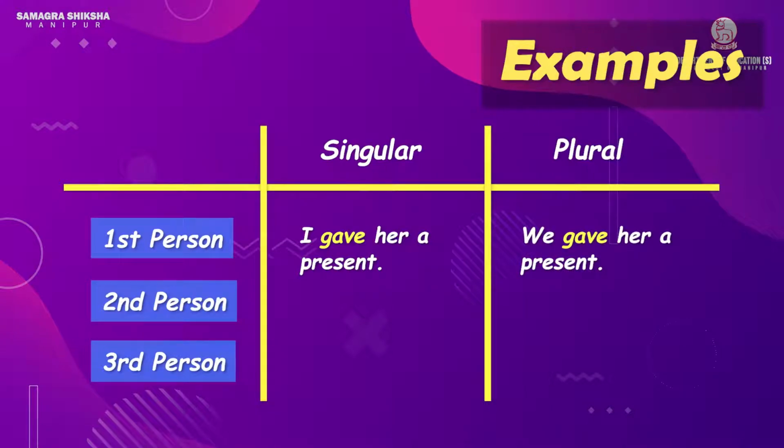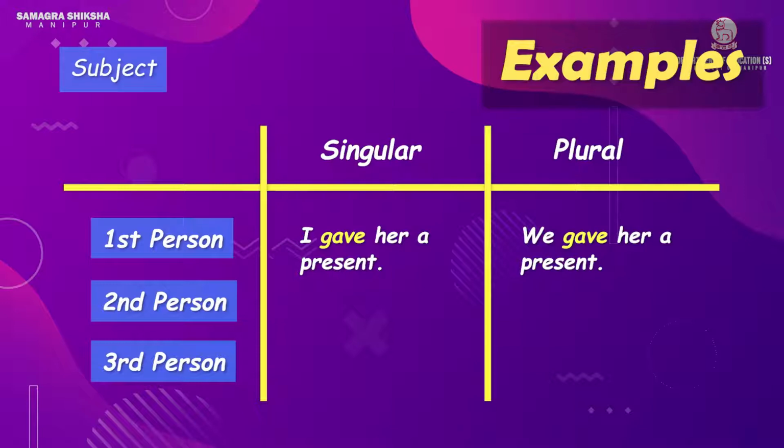So look at the sentence carefully. When I say I gave her a present, see the basic structure. I, the subject, the action doer. Then the verb: gave is the second form of give. So the basic structure of writing a sentence in past indefinite is to have the subject.